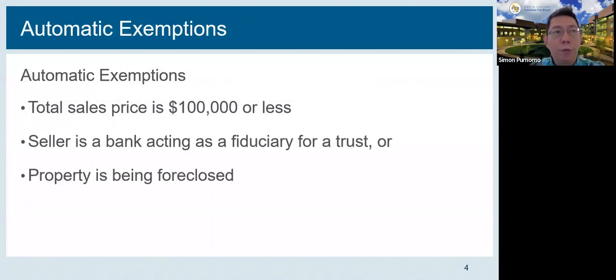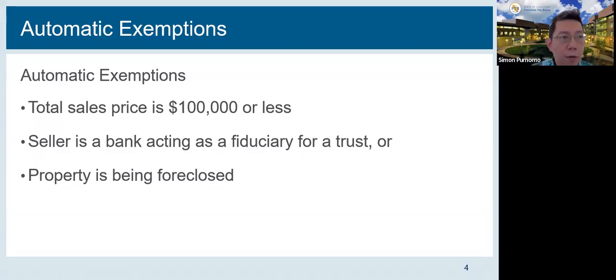And there are 3 scenarios in which withholding is not required, which means no forms are required at all. These automatic exemptions are if the total sales price is 100,000 or less, if the seller is a bank acting as a fiduciary for a trust, or if the property is being foreclosed.